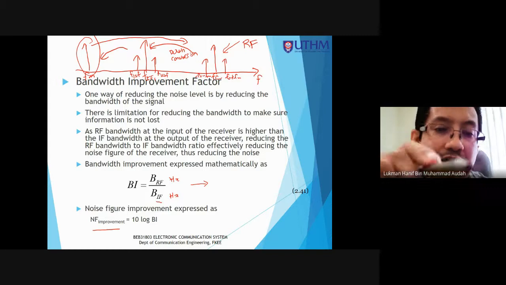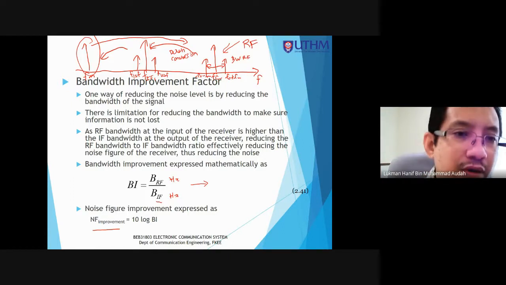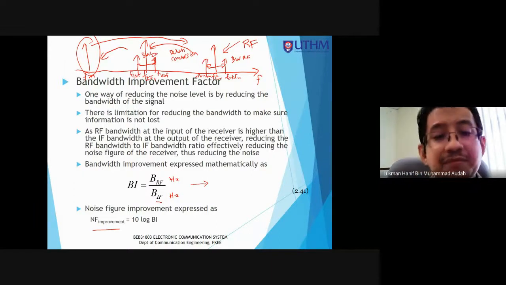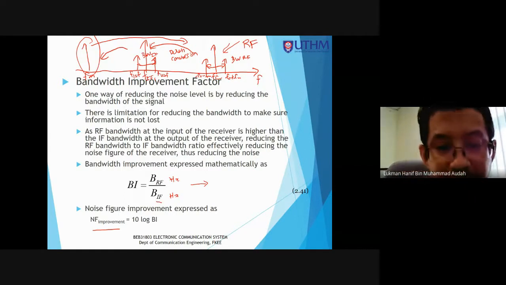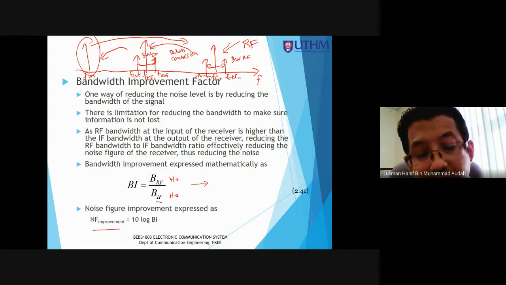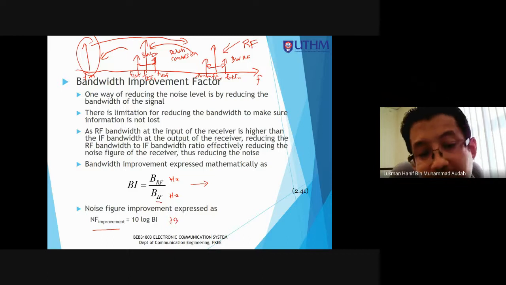So the bandwidth of RF is this one. Okay, so this is the bandwidth of RF. And the bandwidth of IF is this one. Bandwidth of IF. So bandwidth improvement is expressed mathematically as BI equal to BRF over BIF. And when we want to calculate it in decibel, we do 10 log of bandwidth improvement. So we get the value in terms of dB.